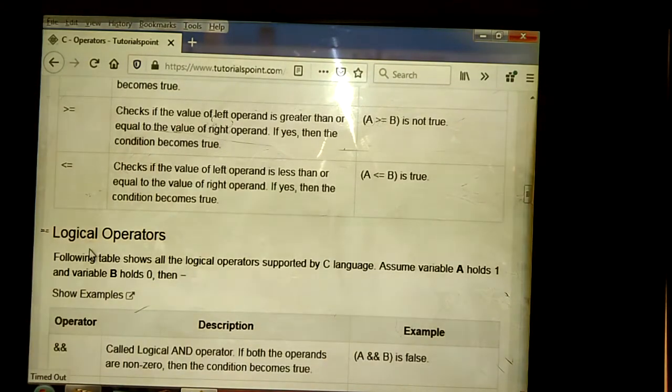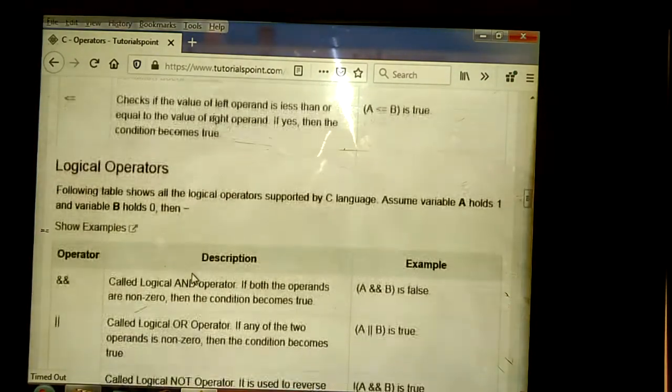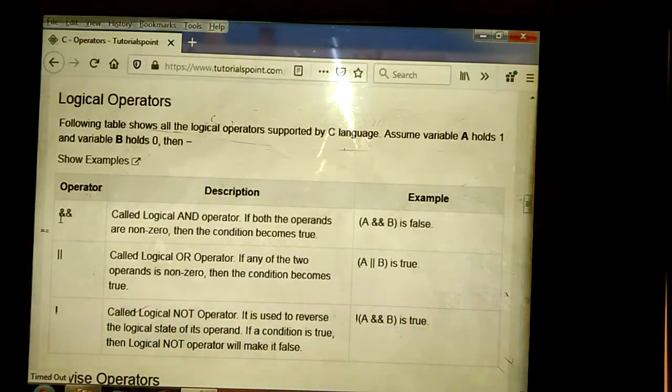In logical operators also, we are only comparing the data. Then we will see them one by one. The following table shows the logical operators supported by the C language. Assume that A holds 1 and B holds 0. First, A and B: here we use the AND operator. What is the AND symbol here? The double ampersand symbol. The double ampersand is called the logical AND operator. If both the operands are non-zero, then the condition becomes true.